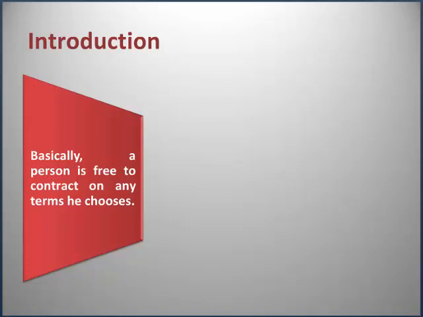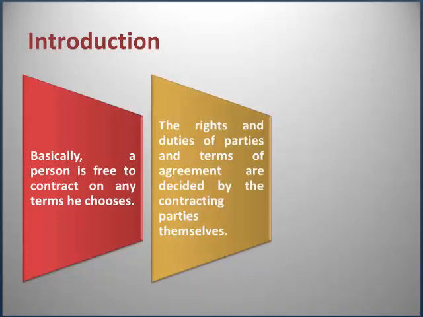Now as per law, a person is free to contract on any terms he chooses. What shall be the terms and conditions of a particular contract? What shall be the rights and duties of the parties? These all are decided by the parties themselves. The law does not intervene so as to decide terms and conditions. This is done by the parties.